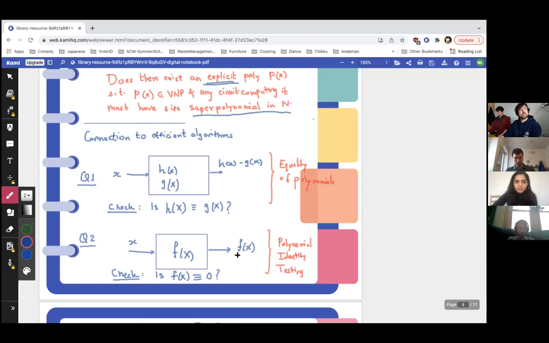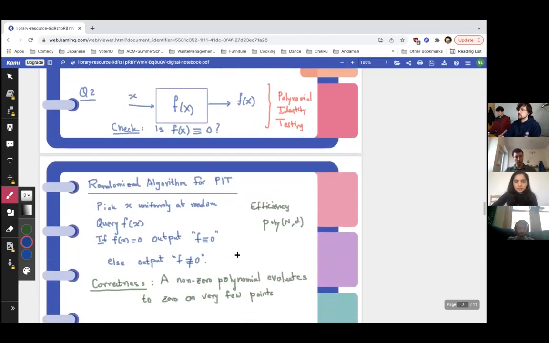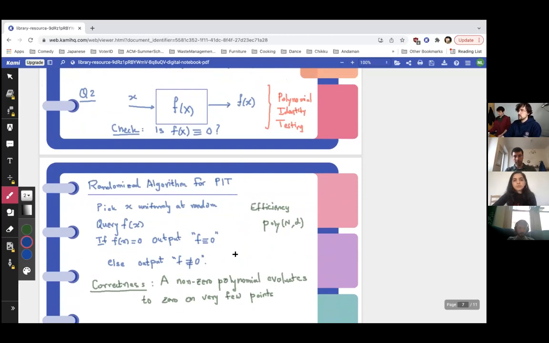All right. And there is a very simple randomized algorithm to solve this polynomial identity question. It says, pick a random point and query the black box at this random point. If the output is 0, say the polynomial itself is 0. If the output is non-zero, then say the polynomial is non-zero. Just one query, just one randomized query. This is clearly an efficient algorithm. It uses some randomness, but other than that, it's quite efficient.